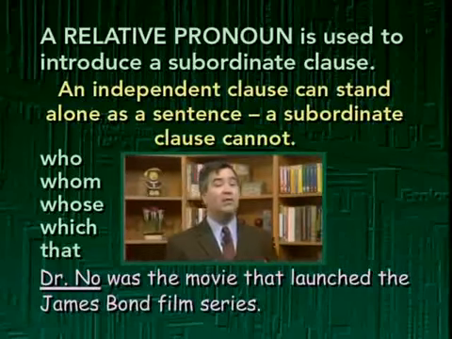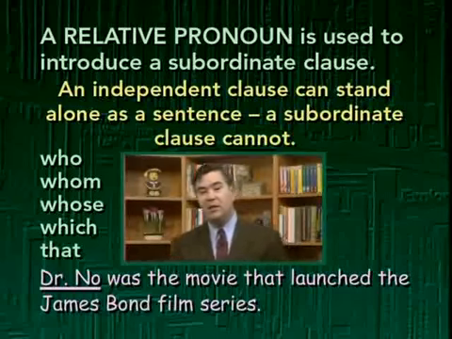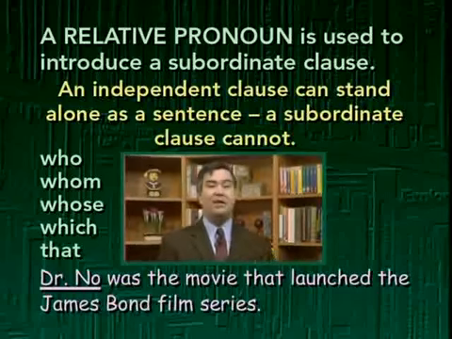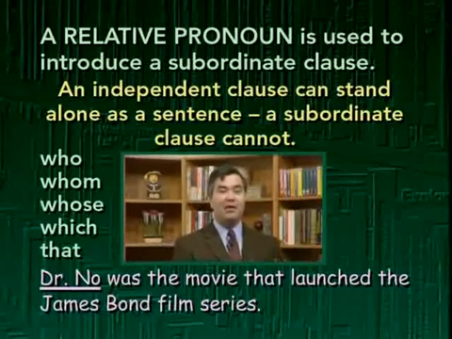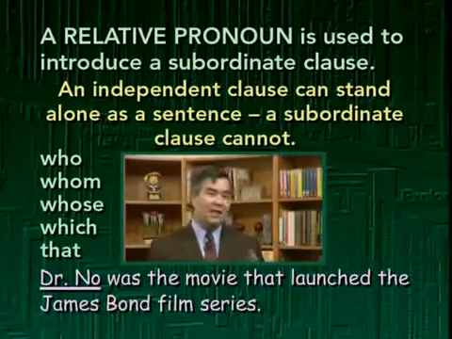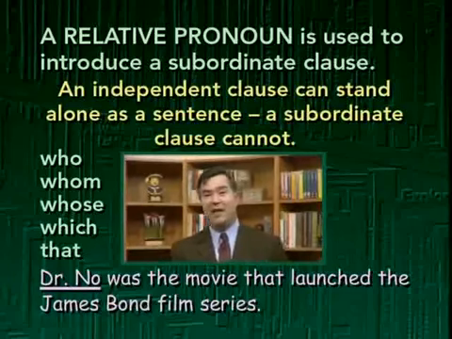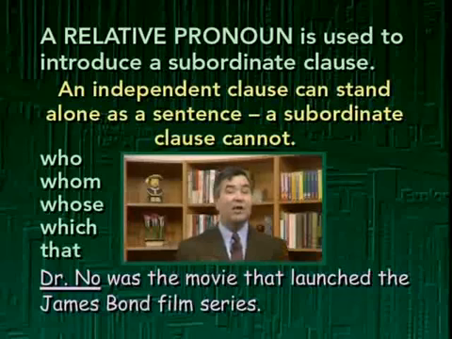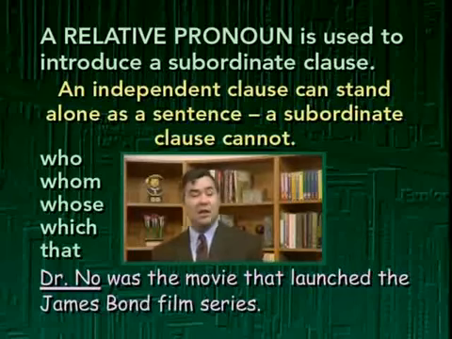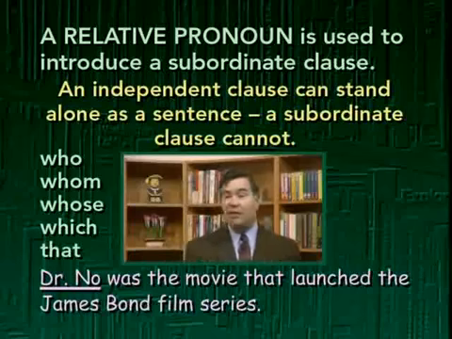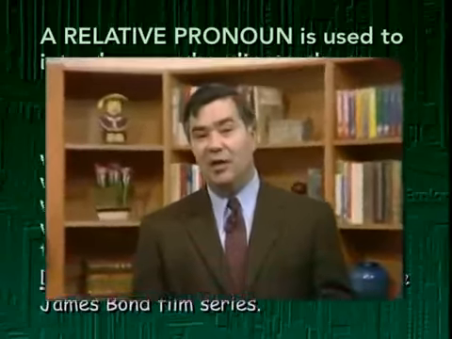Dr. No was the movie. What kind of movie? The movie that launched the James Bond film series. So once again, we have a subordinate clause which is related to a specific noun that appears in the independent clause. The entire clause is a kind of modifier, giving more information about that noun. So when you have a relative pronoun in a sentence, it is introducing a subordinate clause which acts as a modifier, giving more information about a noun that appears in the independent clause.